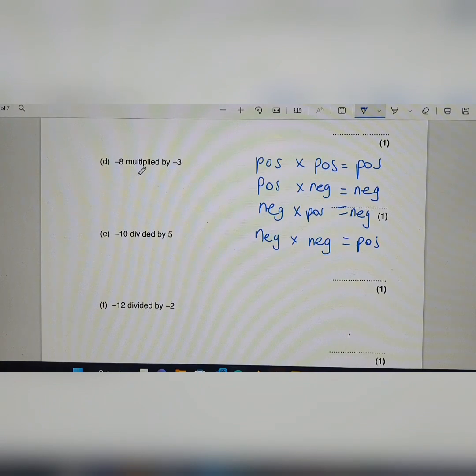So I can treat this question as if they were 2 positive numbers. 8 times 3 is 24. And also, if they were 2 negatives, as they are in this question, I am still going to get a positive value. Minus 8 times minus 3 is 24.